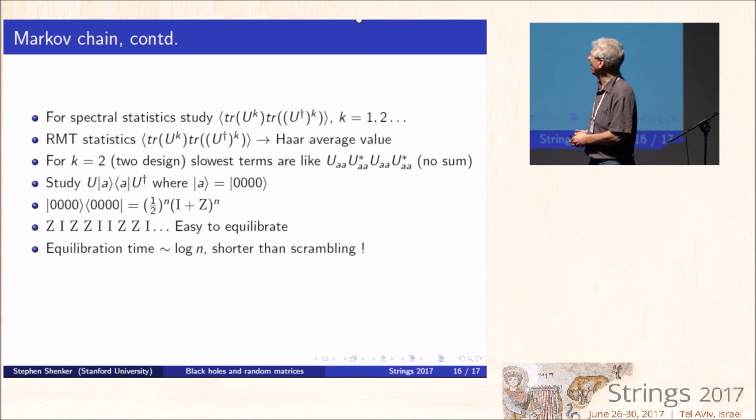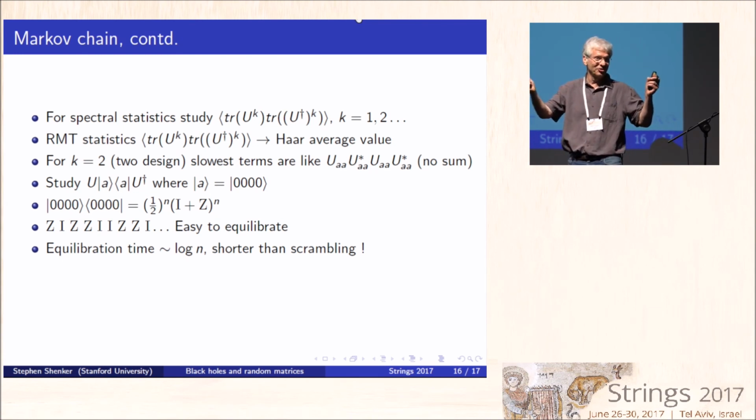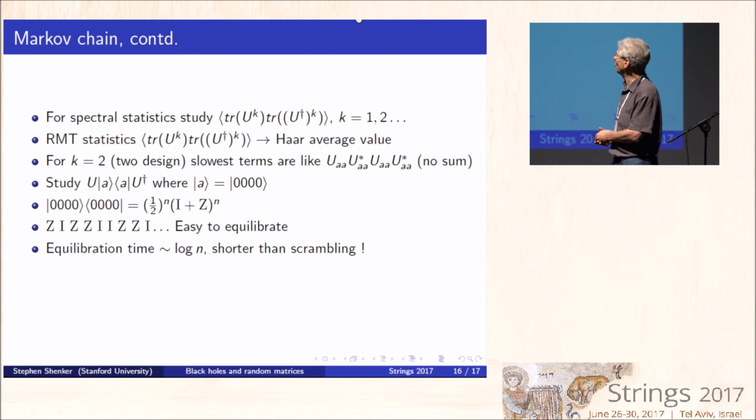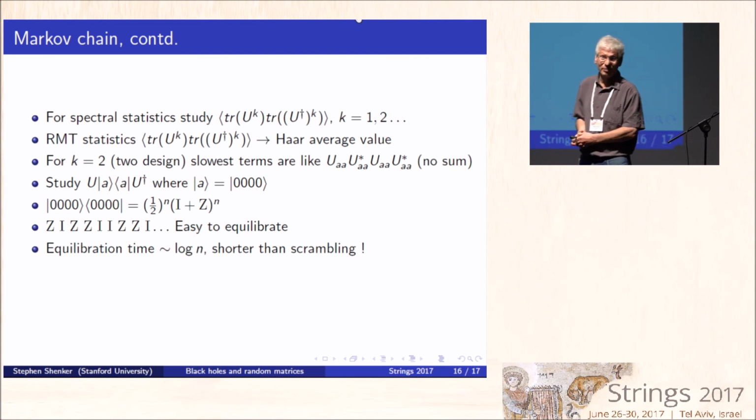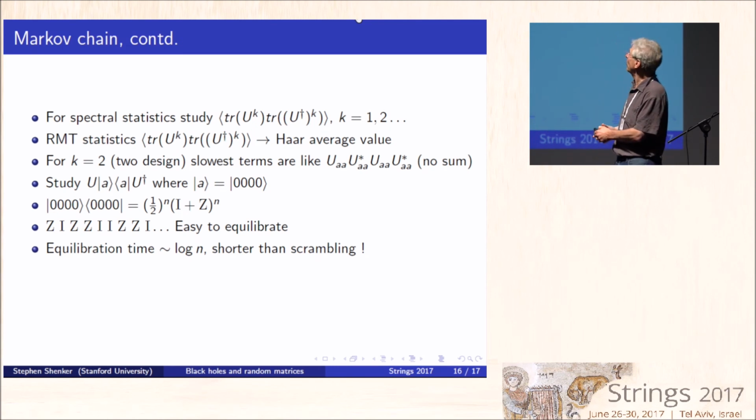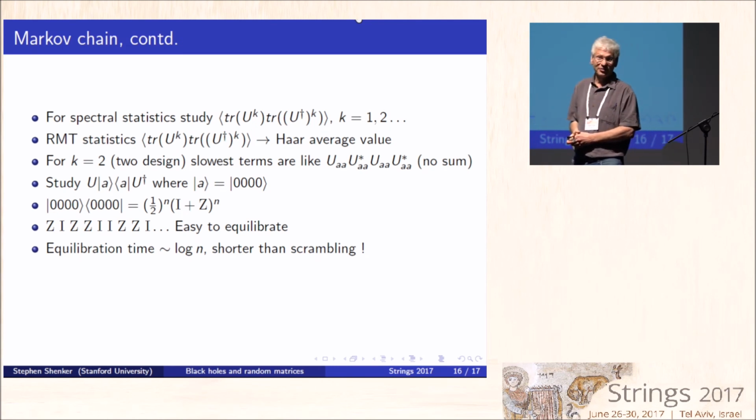Well, that's not quite right. If you have a string of coin flips that's n long and ask for the longest string of all heads, it's of order log n. So the time to equilibrate is of order log n, which is much shorter than the linear scrambling time in this model. So here's a very clear distinction between scrambling and the equilibration of the spectral form factor.